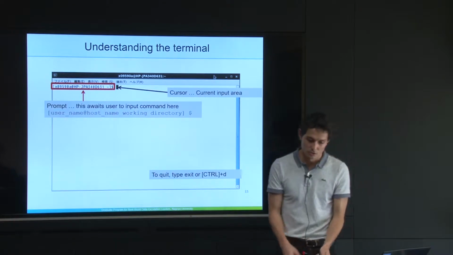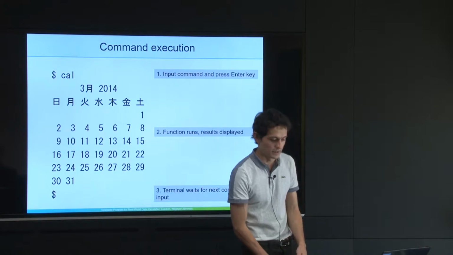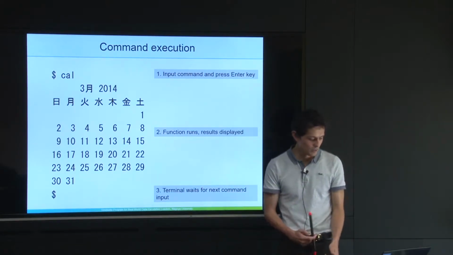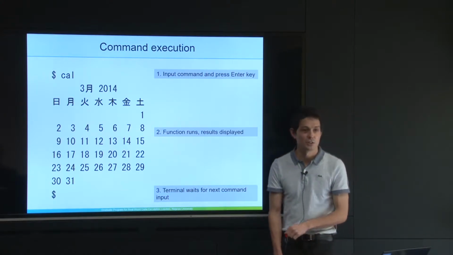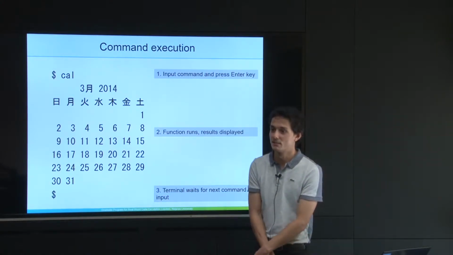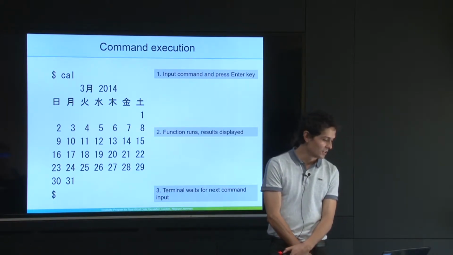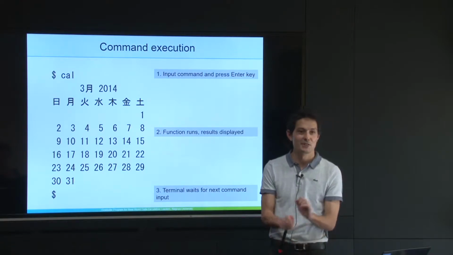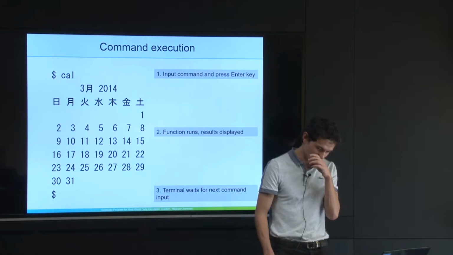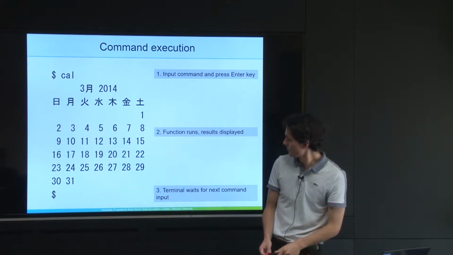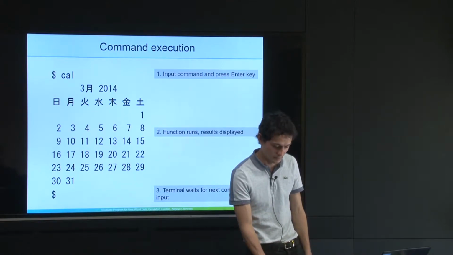Okay. So let's try chuck in a command. So just a really simple one. If you type in cal for calendar and hit enter, it will come up with a little calendar showing what the current day is. Okay? So that's kind of what you're dealing with. You type a function in, and it runs it and gives you a report back. And now that's exited and it's waiting for the next one.